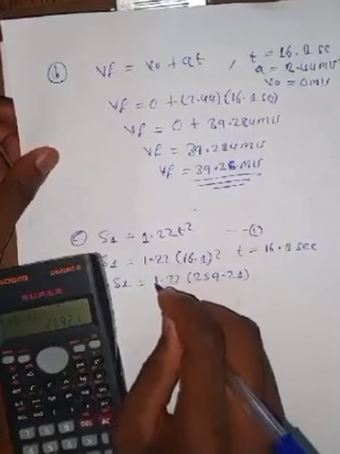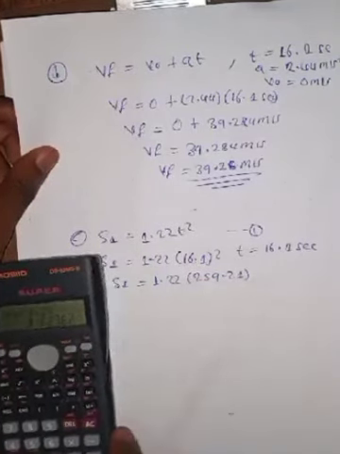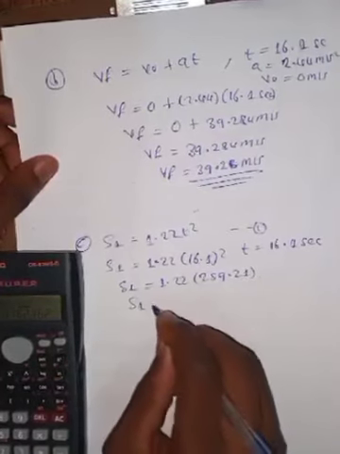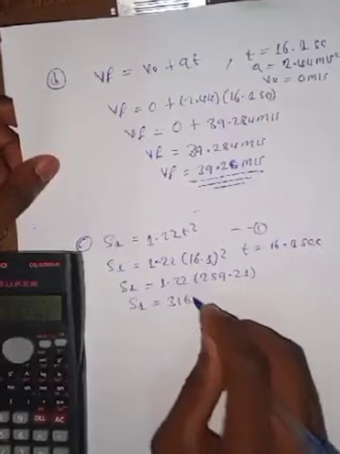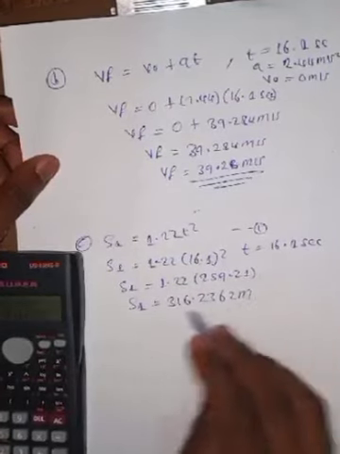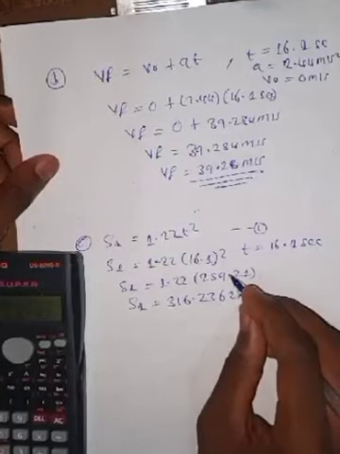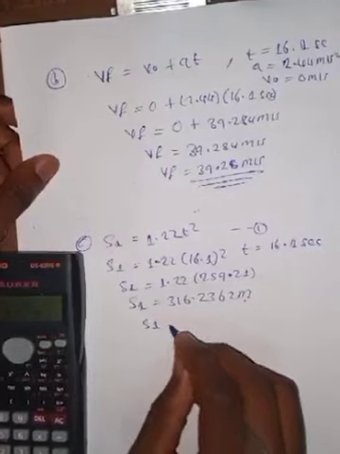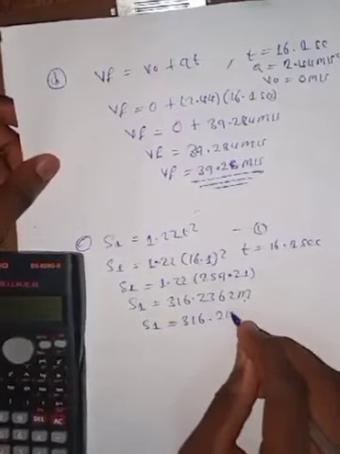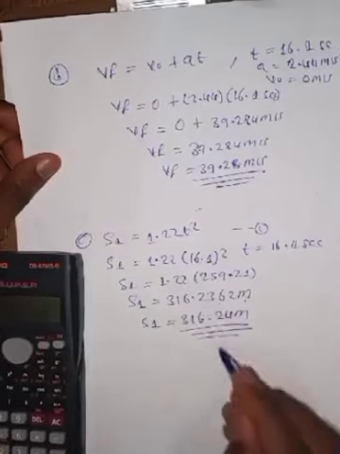259.21. Then if we multiply that by 1.22, we are going to obtain 316.2362. S1 is equal to 316.2362 meters. Remember, this is displacement. It's supposed to be in meters as the SI unit of displacement. So S1 is going to be given by 316.24 meters. Round off to two significant figures.